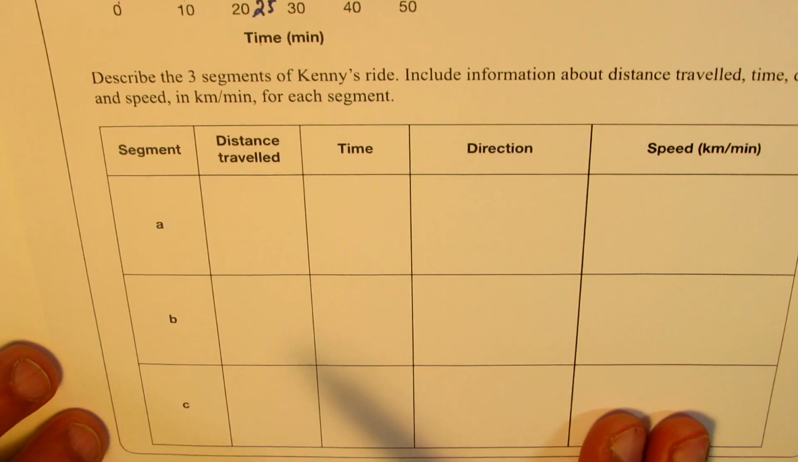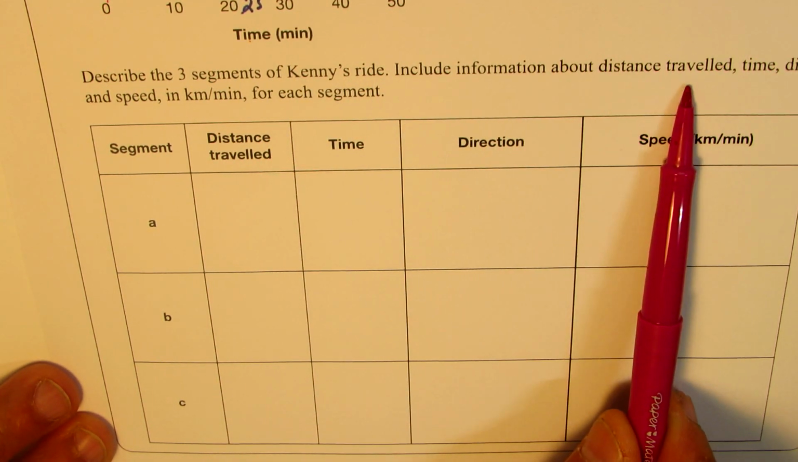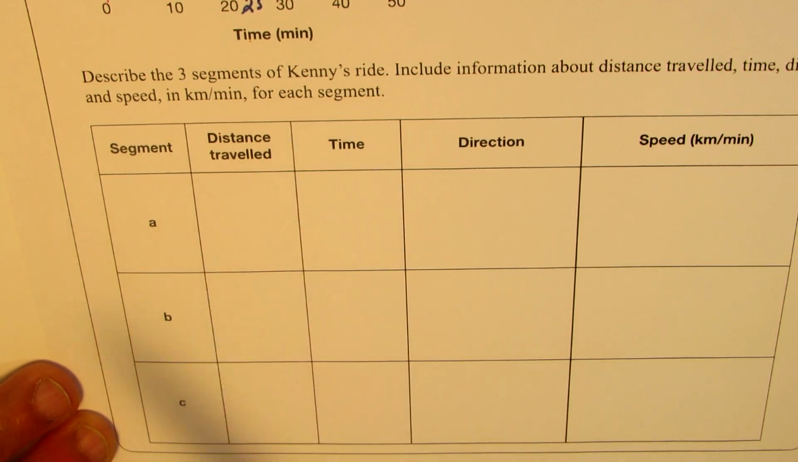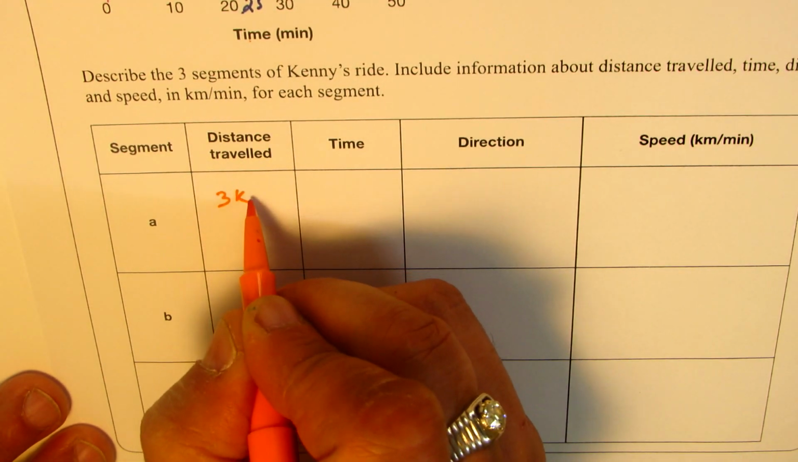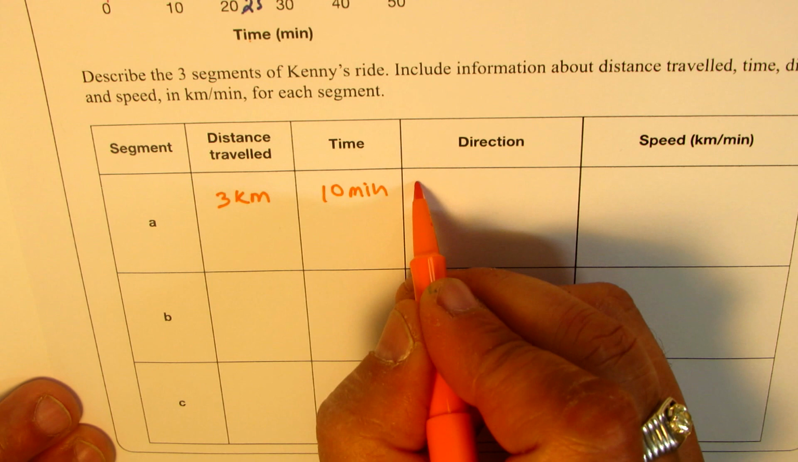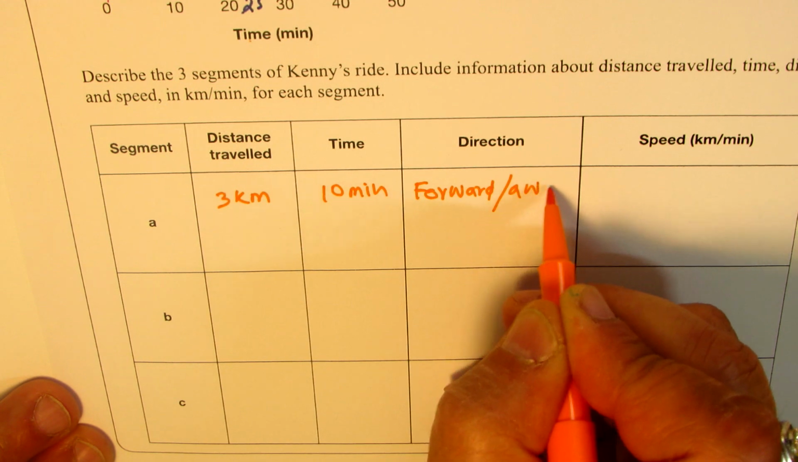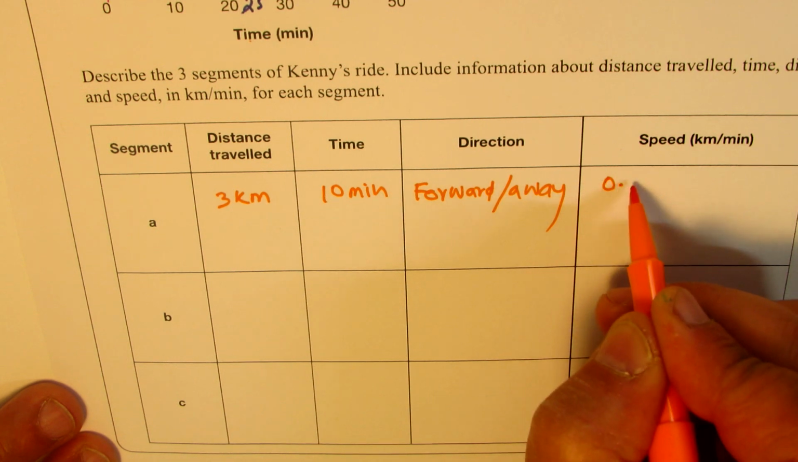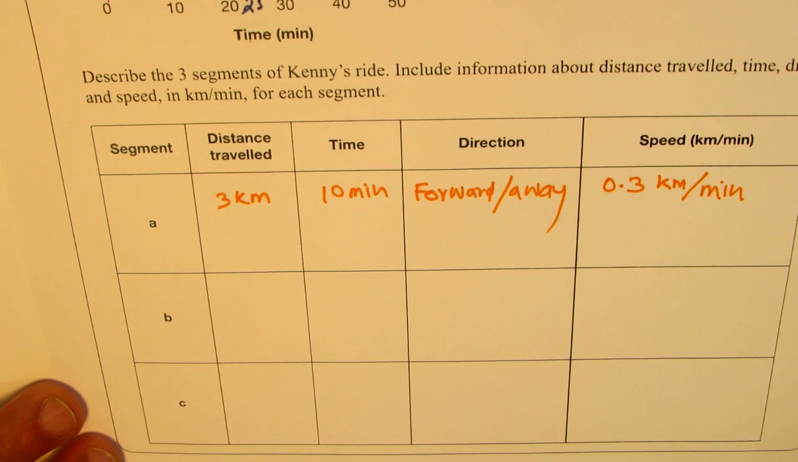Describe the 3 segments of Kenny's ride. Include information about distance traveled, time, direction, and speed in kilometers per minute for each segment. So segment A. Distance traveled during this is 3 kilometers. Time taken here is 10 minutes. Direction is forward, away. You can say forward or you can say away, moving away. Speed is 0.3 kilometers per minute, right? So that is the speed in this case.